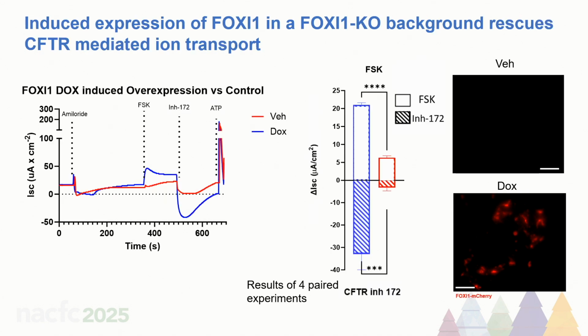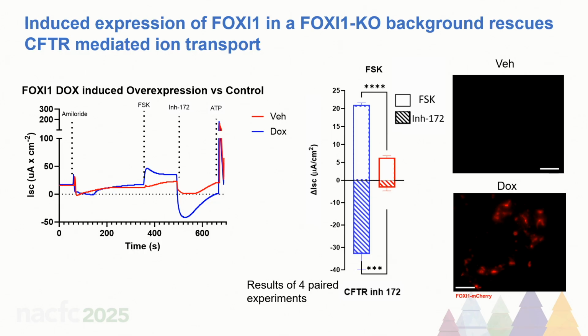And so going back to repeat Ussing data, we were able to show that when we treated our FOXI1 overexpression line, which again is in a knockout background, so it doesn't have any baseline FOXI1 expression or ionocyte production, when we restored the presence of those ionocytes, we were able to see a restoration in forskolin and CFTR inhibitor 172 response.